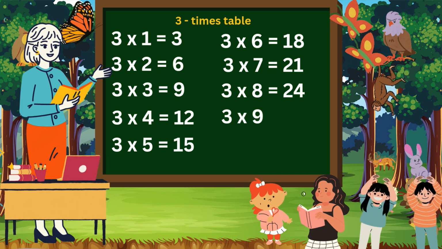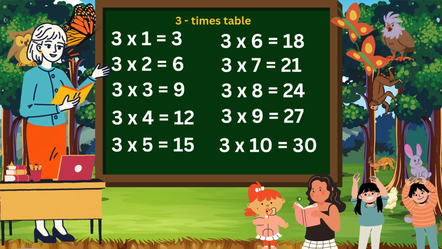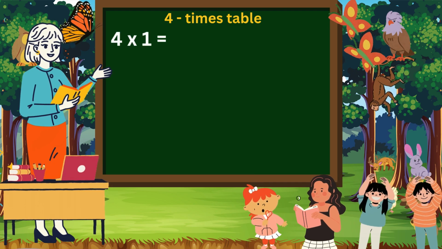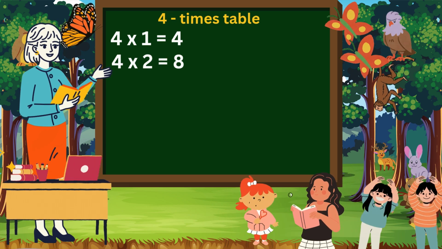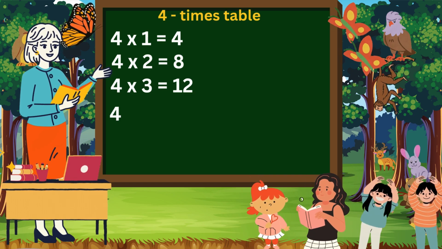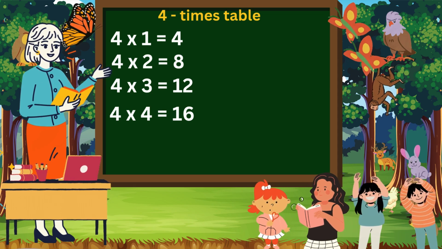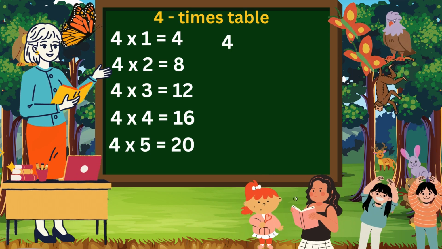Clap, clap. 3 nines are 27. Boom, boom. 3 tens are 30. Woohoo! 4 times table. 4 ones are 4. 4 twos are 8. 4 threes are 12. 4 fours are 16. 4 fives are 20.